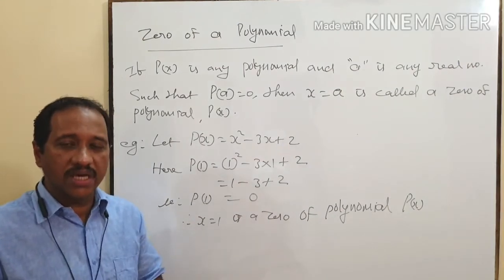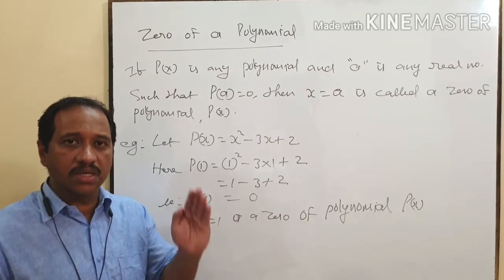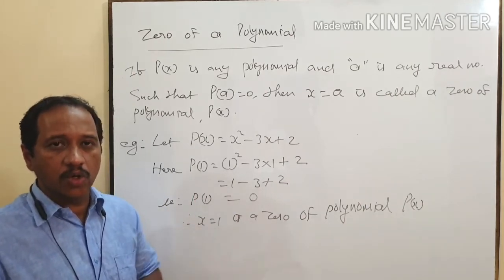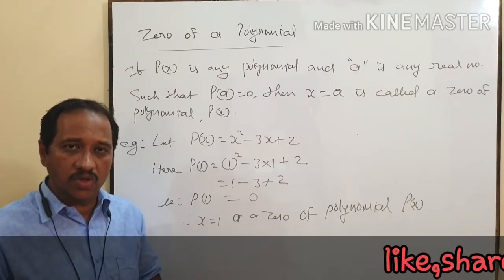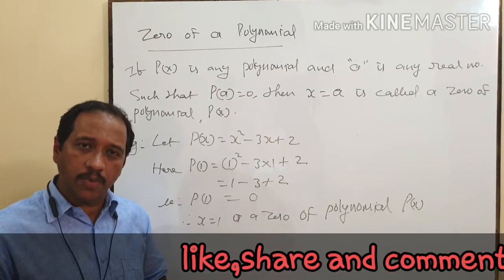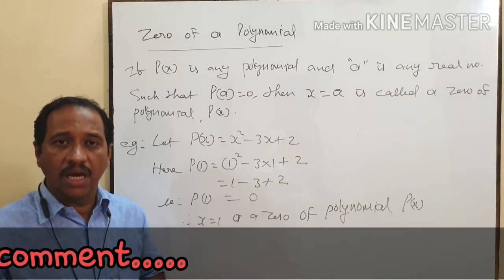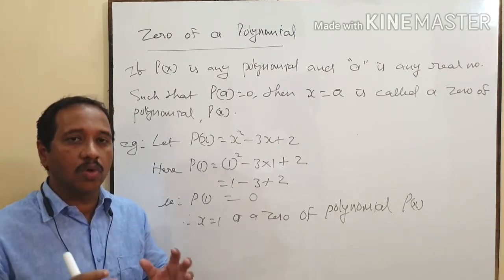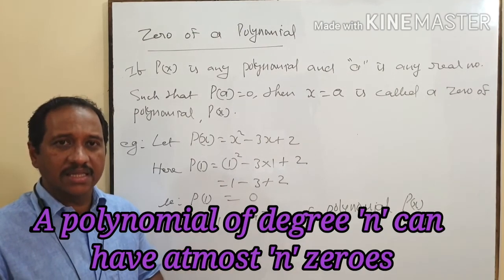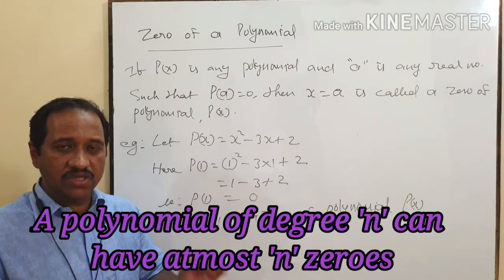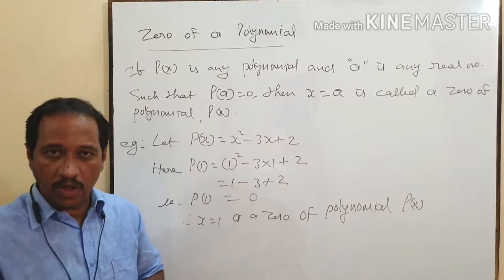Now, how many zeros a polynomial can have? A polynomial can have zeros based on the degree. That is, a linear polynomial can have at most 1 zero. A quadratic polynomial can have at most 2 zeros. A cubic polynomial can have at most 3 zeros. A bi-quadratic polynomial can have at most 4 zeros and so on. That means, if the degree of a polynomial is n, then that polynomial can have at most n zeros. So this is what is the zero of a polynomial.